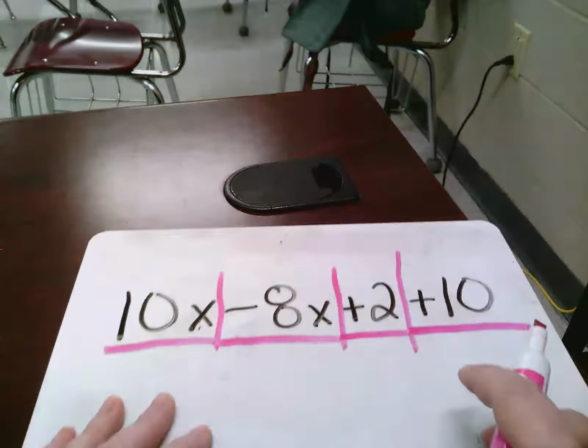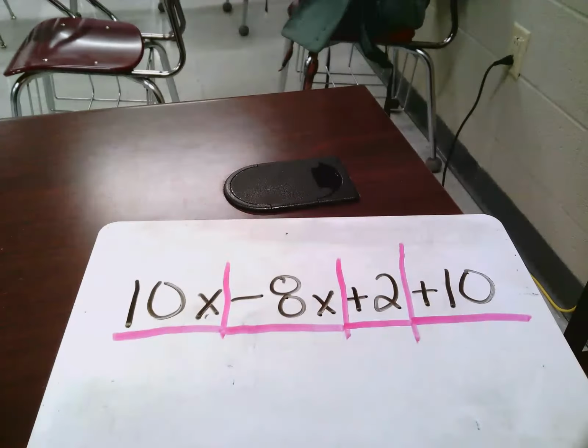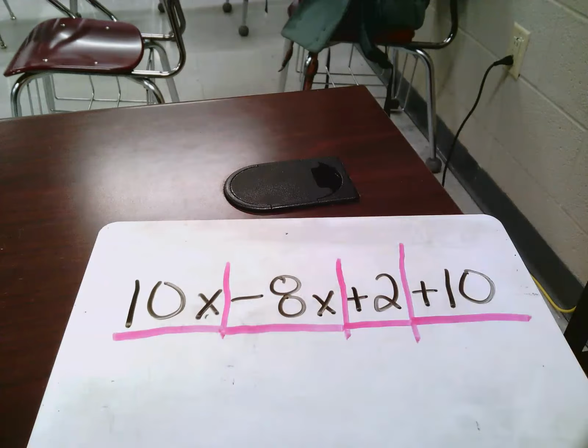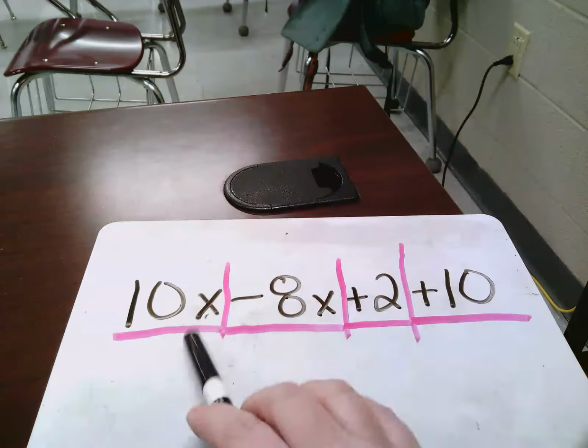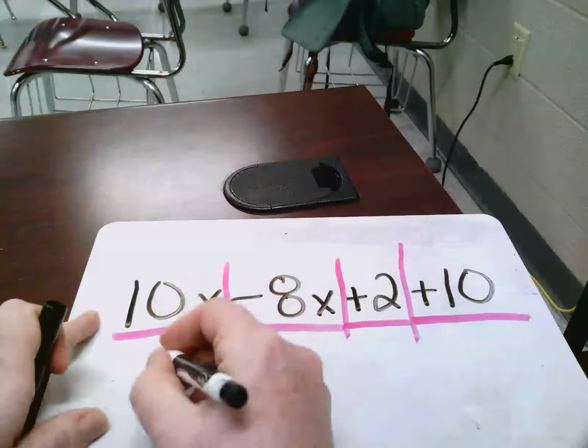So then what I'm going to do is I'm just going to go through and sort it. And what I do is I start from my left to my right. And remember how I talked about how they are like teams? So the X is on one team, anything without an X is on a different team. And for every different type of term that I have, I do a new column. So starting here, I've got 10x. That's my first term.